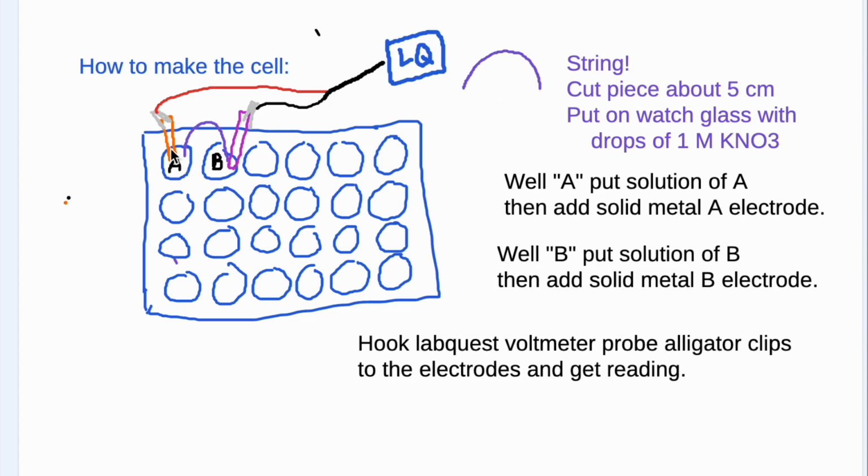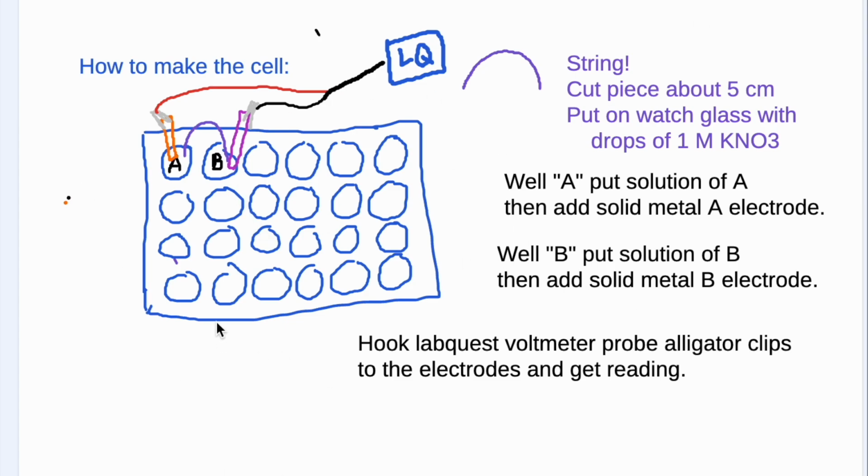And then you could go ahead and put one end in well A, one end in well B, so that it bridges those two wells so that there's a connection there. And then go ahead and clip the alligator clips from the LabQuest voltmeter probe onto the two electrodes and see if the reading is positive or negative, and see what the value is. And then you would record that to get the potential of your cell that you just made.